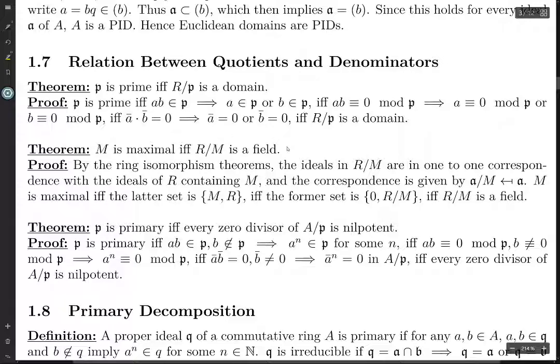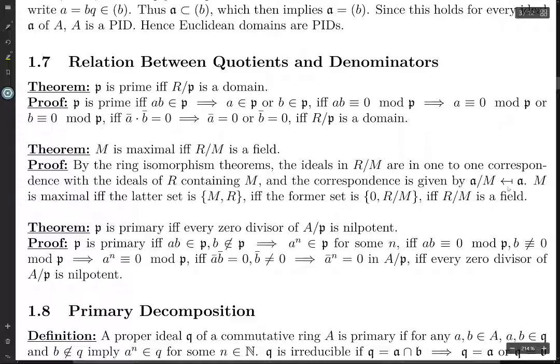And this sort of makes sense because you can't have anything between a maximal ideal and the entire ring, so you can't really have any quotients between the quotient by the maximal ideal and the quotient by the entire ring, which gives you 0. So anyways, by the ring isomorphism theorems, we know that the ideals in R mod M are in one-to-one correspondence with the ideals in R containing M.